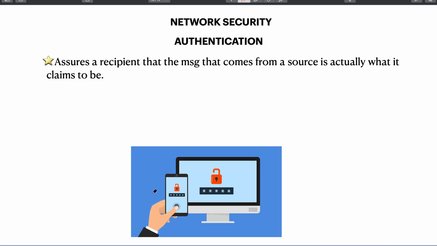First one is authentication. So what is authentication? Authentication assures the recipient that the message that comes from a source is actually what it claims to be. It ensures the recipient, or the end user, that the message he has received is actually coming from the correct source, or that it is authenticated data. That is what is meant by authentication.